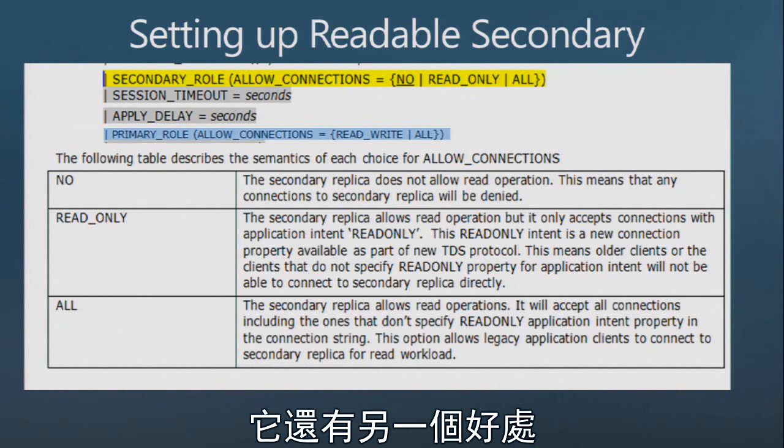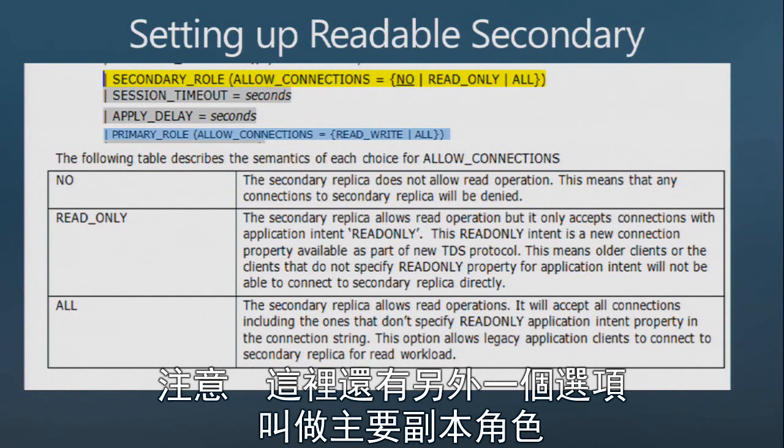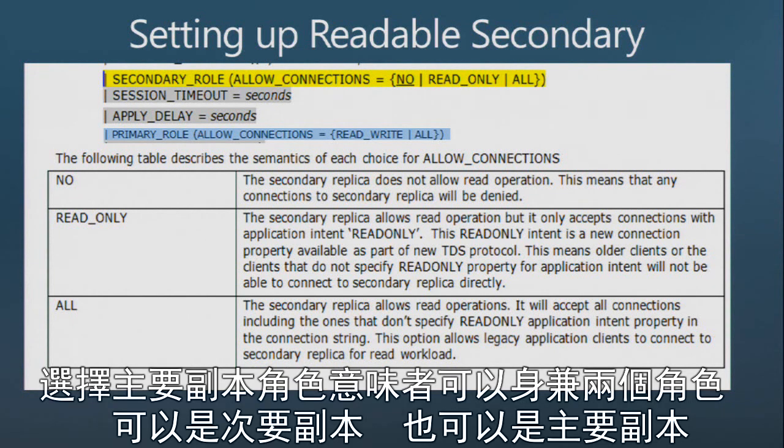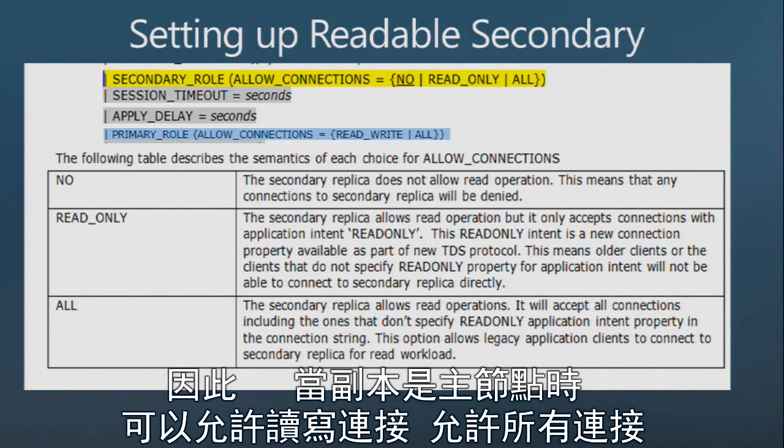There is another benefit of that. Notice there is another option called primary role. In the primary role, that is in a replica that you have, could be in two roles. It could be a secondary, right? Or it could be a primary. So when the replica is in primary node, I can say allow connections read write or allow all connections, right?